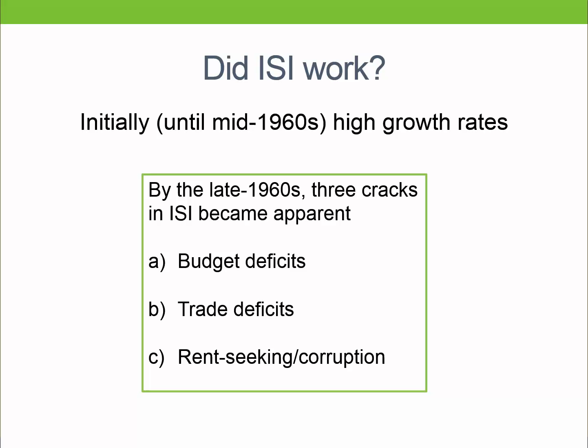Governments ran large trade deficits. They were actually buying more, importing more, even though they were trying to substitute imports. They had to import those machinery products and things to promote industrialization. They still had to import oil, and they weren't exporting anymore. So they were buying more from the world than they were selling. And it also led to rent seeking and corruption.